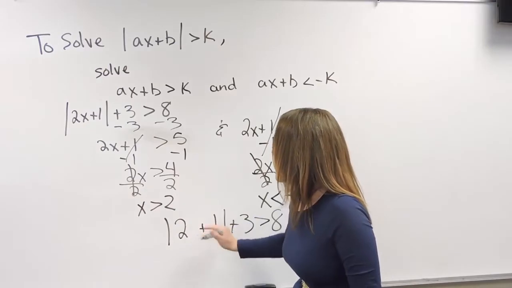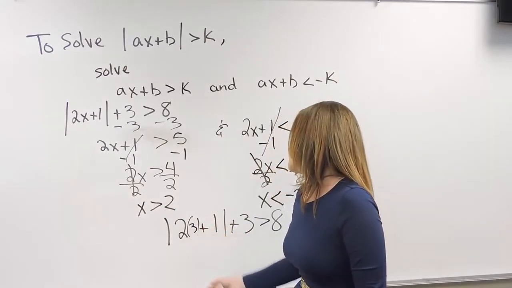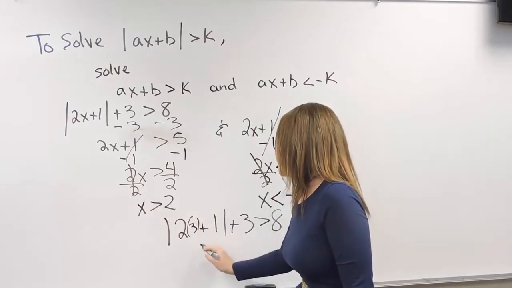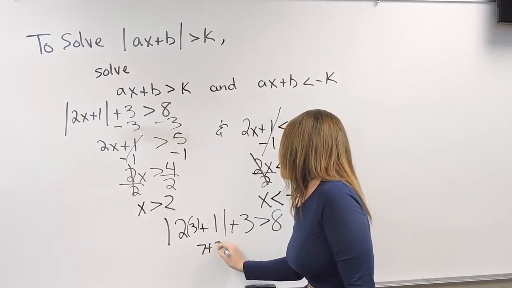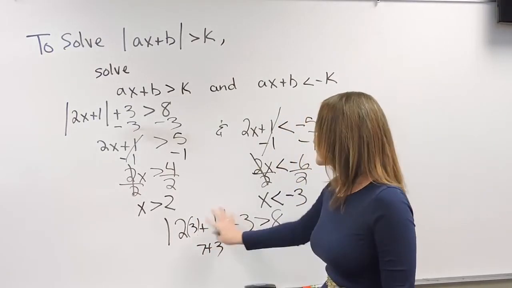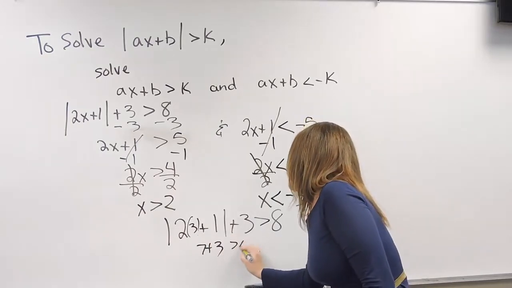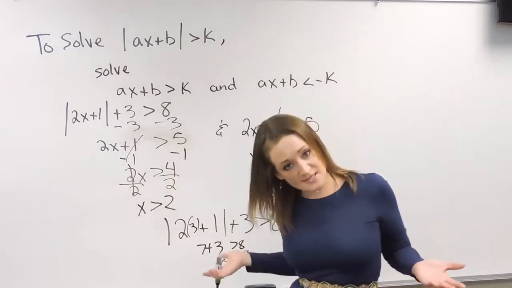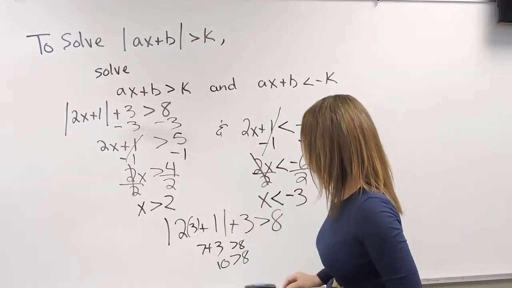If we plug in a 3 here for x, what would we get? Well, let's see, 2 times 3 is 6, 6 plus 1 is 7. And if we take 7 plus this 3, we get 10. All right, so 10 is greater than 8, so that makes sense, right? 10 is bigger than 8.